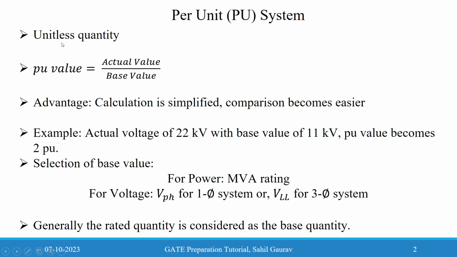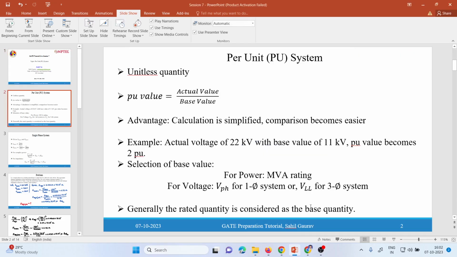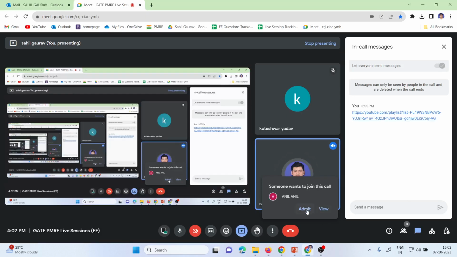So as we all know, this is a unitless or dimensionless quantity, because if you see the definition of per unit value, this is the ratio of the actual value divided by the base value. So both the numerator and denominator are in the same unit. So the unit will cancel out, and it becomes a dimensionless quantity. And the main advantage of this per unit system is that it makes the calculation very simple, and it also makes the comparison easier.